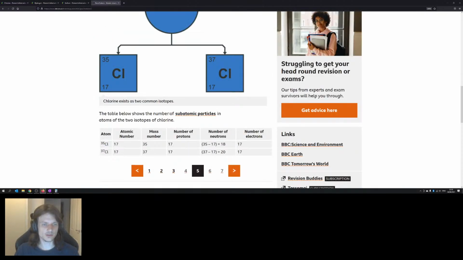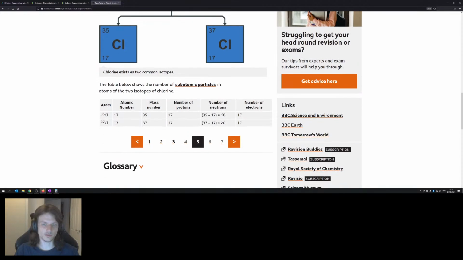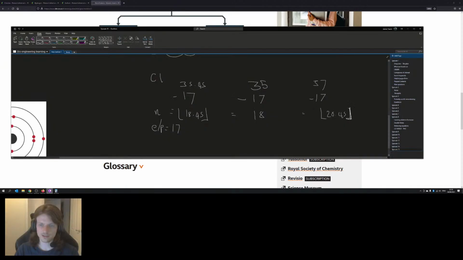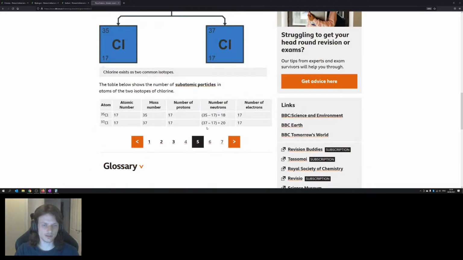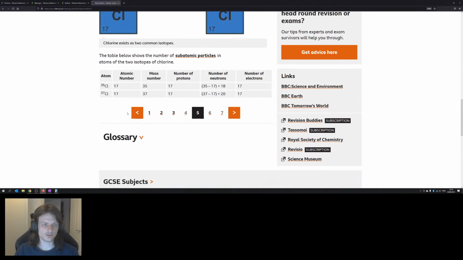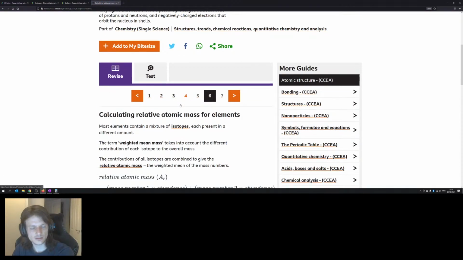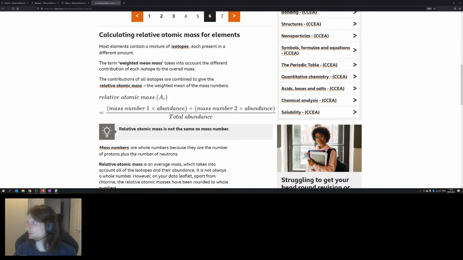The table below shows the number of subatomic particles, that means they're inside the atom, of the two isotope types of chlorine. So we've got number of neutrons, 18 and 20. Yep, that's correct. And electrons. Yep, cool. Great. Got that one down. Is anyone watching? Anyone talking? No, okay, cool.